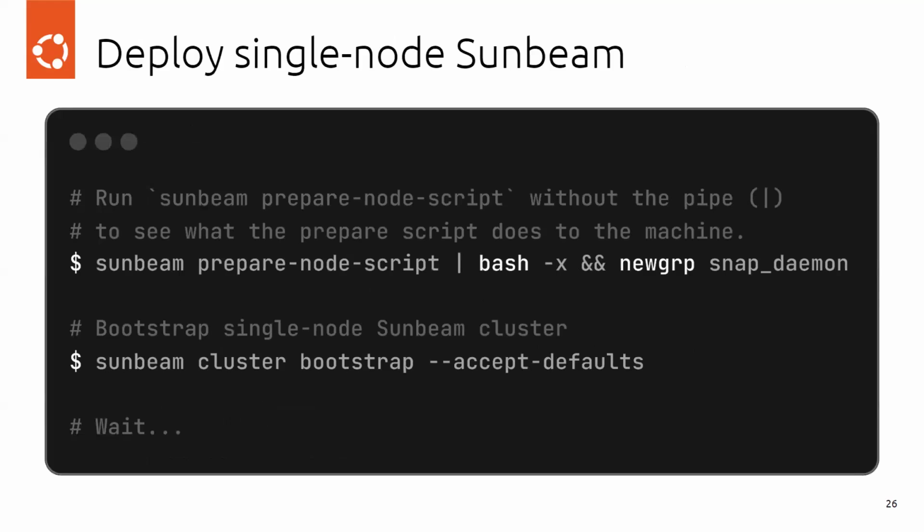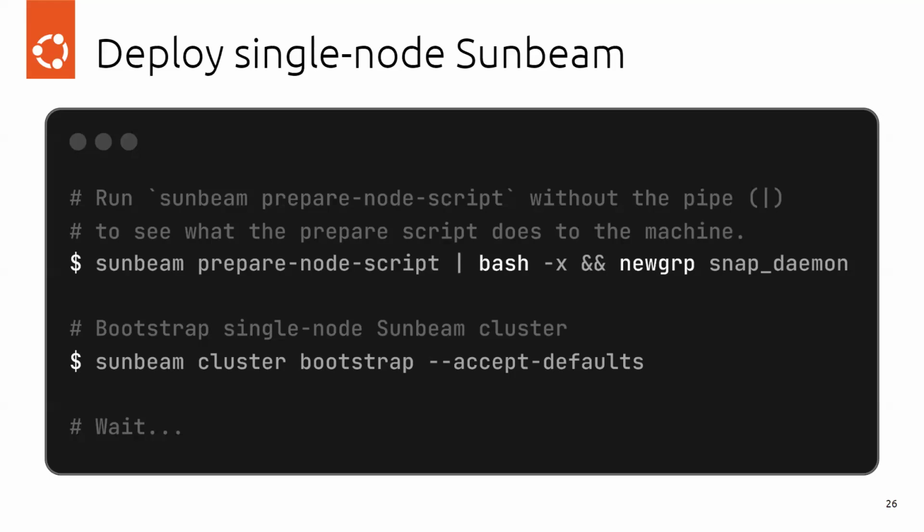If you'll look at these instructions here, the top level one is a prepare node script. Effectively, it runs some operations on the machine to prepare it to deploy Sunbeam. The Sunbeam prepare node script will print out a script for you to execute, so that you can inspect it and see what it does to the machine. Obviously, how many times have people trustingly done curl dash something and pulled a bash script off the internet, which we don't like. So we want to give the opportunity to inspect that script. To then execute it, we'll pipe it to bash.